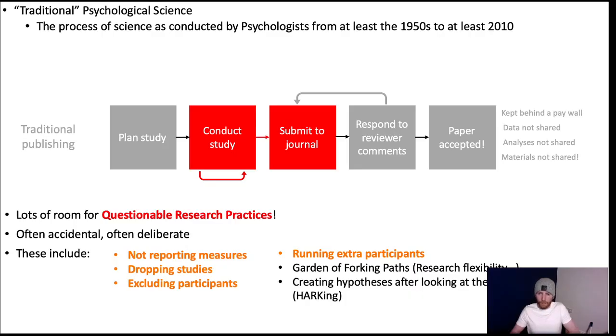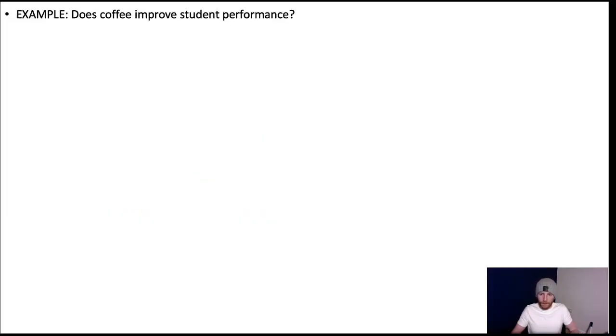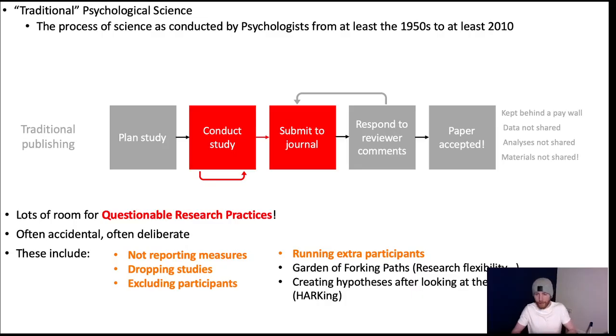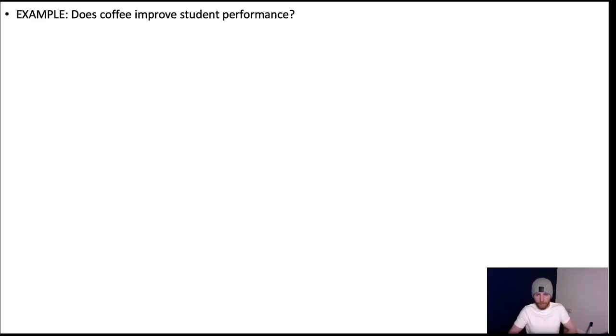This slide from last week should look familiar to you. We outlined the traditional publishing model, or the traditional process of science, that starts with thinking about a study and ends up with a paper getting published. And we discussed the limitations of this traditional model, namely that it allowed for questionable research practices, and then I ran through a series of those questionable research practices, including not reporting measures, dropping studies, excluding participants, and running extra participants.